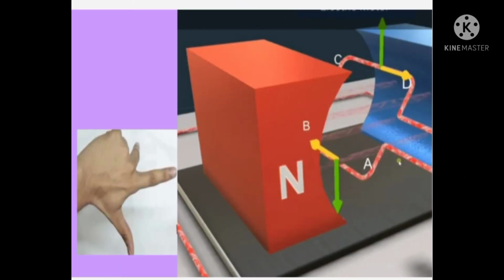What happens when we interchange the poles of the magnet? You can observe that this time the pink side, or in this figure the side AB, experiences a downward force and CD experiences an upward force. The way of using Fleming's left hand rule for side AB is shown in the figure. For side CD you can try yourself. You can observe that the direction of force is upward.